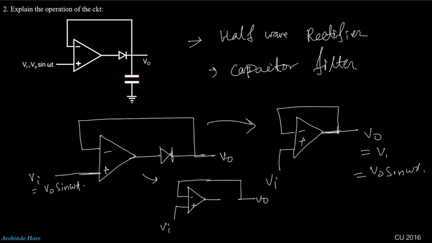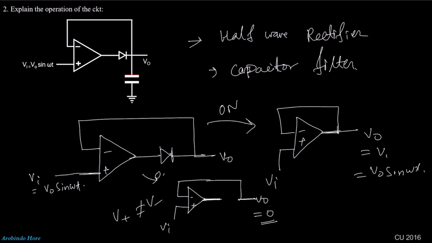What will be the value of V0? V0 will be equal to 0. Why? You can see there is no connection between the output of the op-amp and V0. And as this is an open loop op-amp, there is no feedback. That means the op-amp will work in the saturation region, and in the saturation region there is no virtual short. That means V plus is not equal to V minus. And as there is nothing at V minus, V0 will be 0.